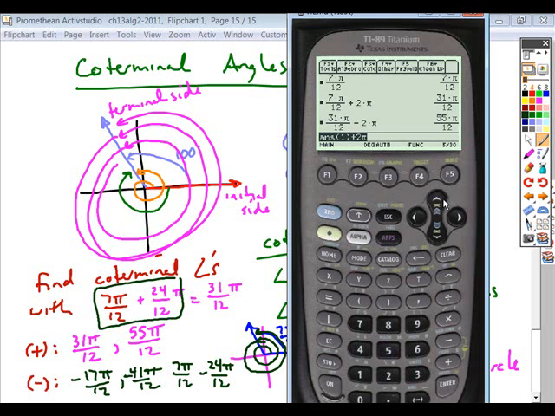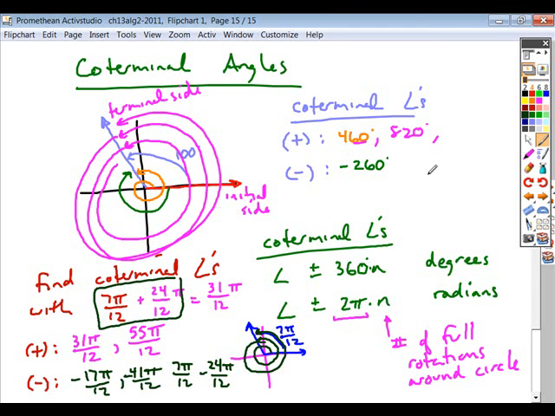If you had taken your 7 pi over 12, and now we subtract 2 pi, we get our negative 17 pi over 12. If we subtract another 2 pi, again, all we're doing is confirming with the calculators what we did mentally. So 2 pi is just equal to one full rotation there. And again, the easiest way to remember that, the whole 2 pi radians is one full rotation.